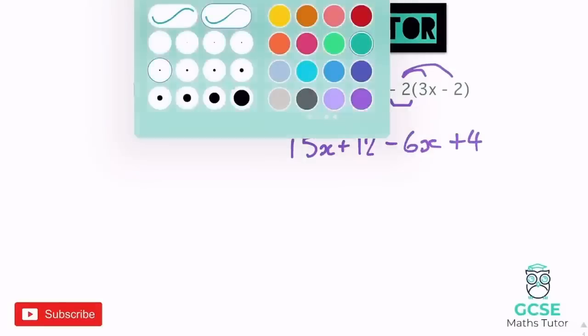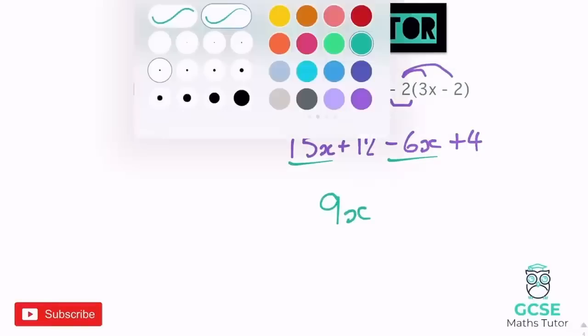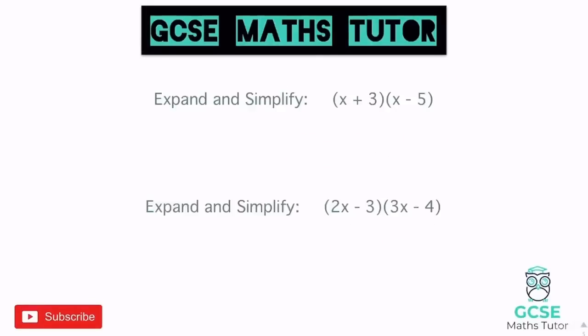Now we just need to tidy all this up, so we have a 15x take away a 6x, and that gives us 9x's in total. And we have a 12 add a 4, and 12 add 4 is 16, that's positive 16, so we get 9x plus 16.